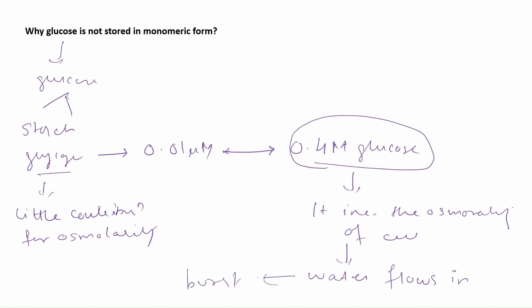Hence, glucose is always converted into a polymeric form to be stored inside the cell. Starch in the case of plants and glycogen in the case of animals. Because they contribute very little to the osmolarity, it is stored in the form of starch or glycogen. If it is present in the form of glucose, it will increase the osmolarity of the cell, because of which the water will start flowing in and the cell will swell and burst out.